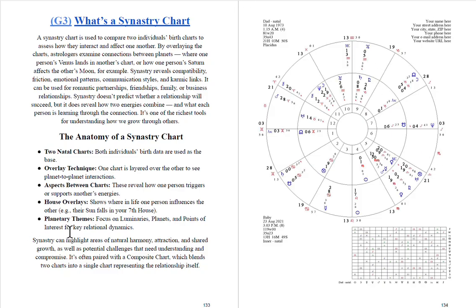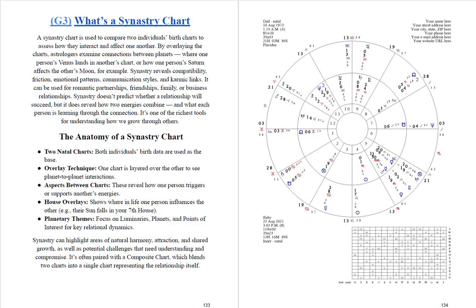And finally, we get over here into planetary themes, focusing on luminaries, planets, and points of interest for key relationship dynamics. So yes, in synastry, extra attention is given to looking at the luminaries, planets, and points of interest as key chart points. These placements tend to carry a strong emotional and relationship impact between the two people.